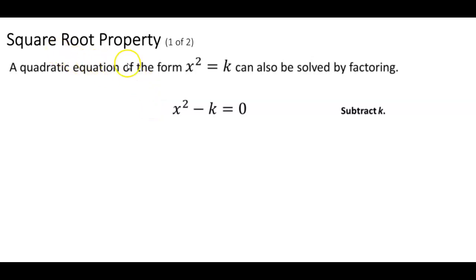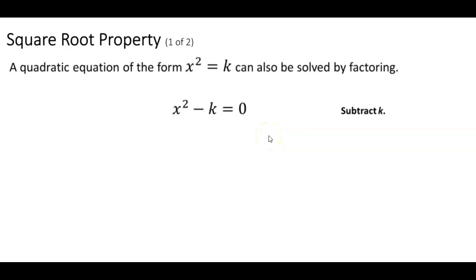The square root property. A quadratic equation of the form x squared equals k can also be solved by factoring. So if we take a look at the first part, if we subtract k from both sides and set it equal to 0, we would get x squared minus k equals 0. Now we want to be able to factor this using the difference of squares.